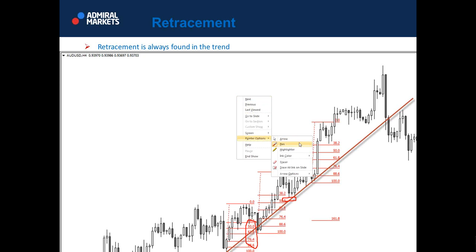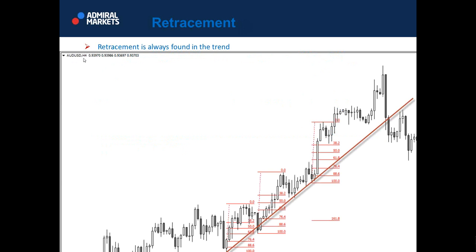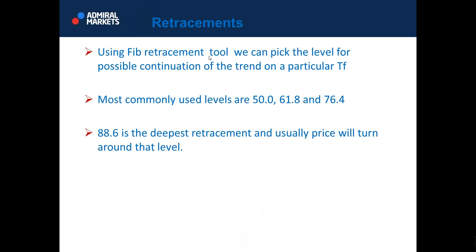Now, take a look at this picture. Using the Fib retracement tool, we can pick the level for possible continuation of the trend on a particular time frame. So on this time frame, we have a trend. That doesn't mean that on 15 minutes we have a trend. So in this time frame, we have a trend, and using Fib retracement on this time frame, we can find entries. The most commonly used levels are 50, 61.8 and 76.4. 88.6 is the deepest retracement, and usually the price will turn around that level.